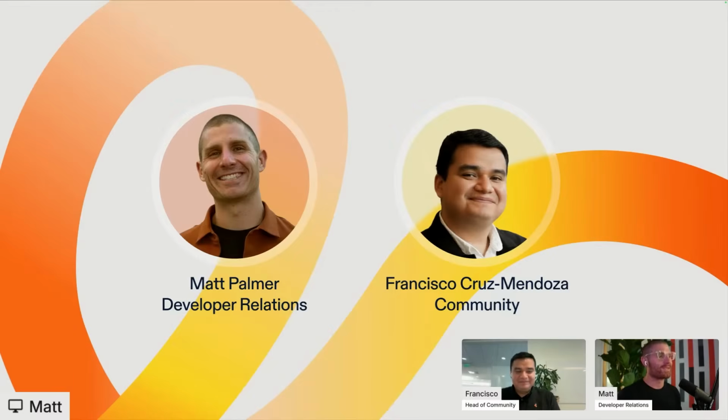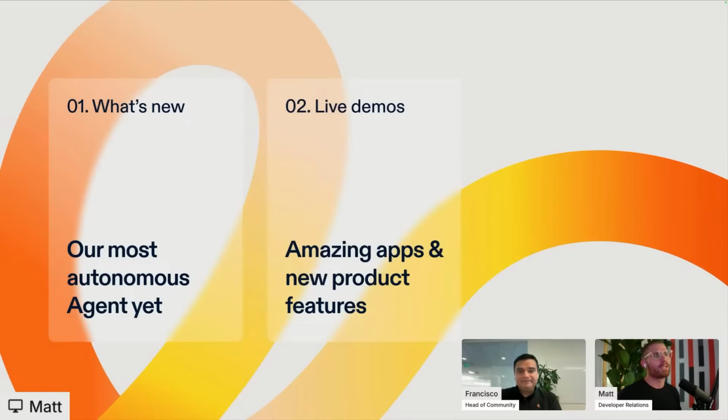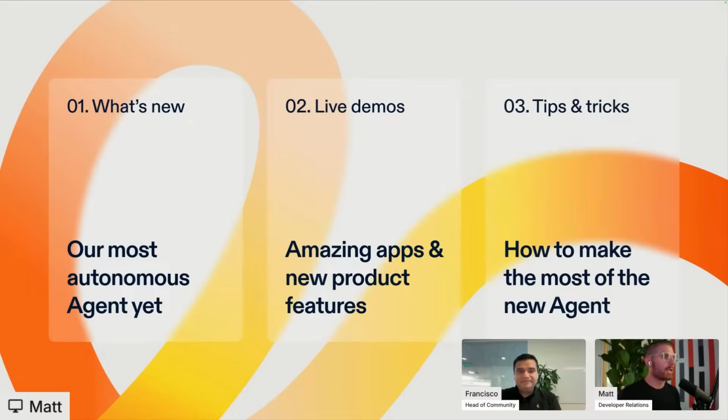This live stream is broken down into 3 sections. First, we're going to talk about what's new and give an overview. If you've been following along with the launch comms, we're going to go over those in a little more depth so you understand what's possible now on Replit. Then we're going to dig into some live demos of amazing applications that I've been able to build, and that the team has helped me build over the past couple days, as well as new product features. Finally, we'll wrap up with some tips and tricks, because a lot has changed and we want to talk about how to make the most of the new agent. It's a different way of building, and you'll see that as we go through these features.